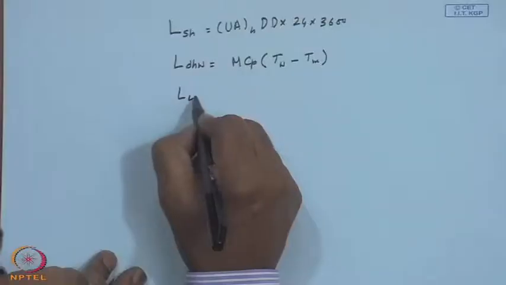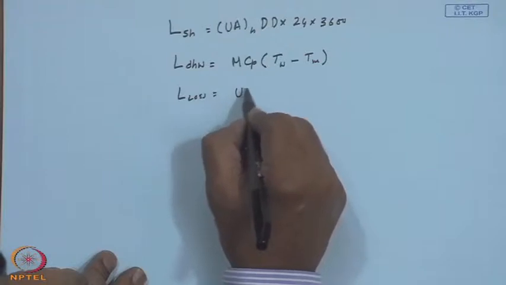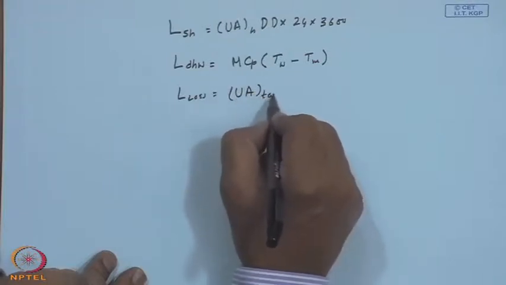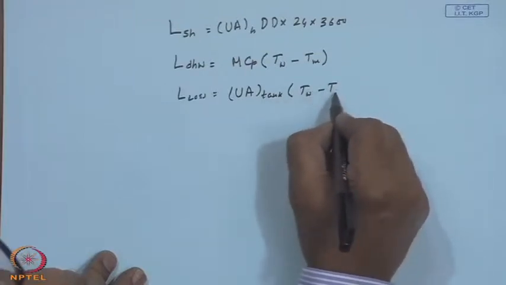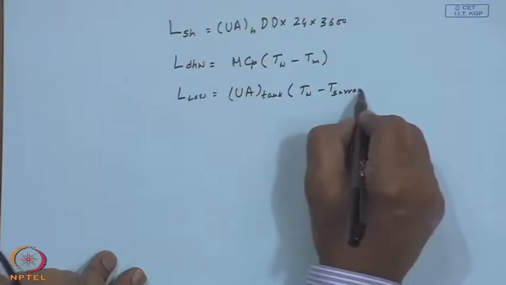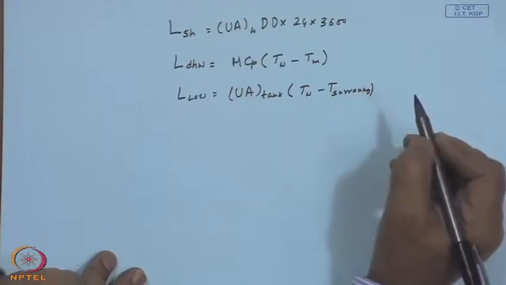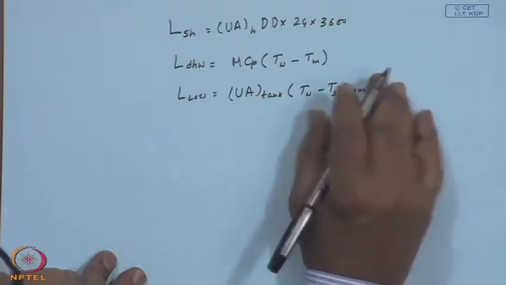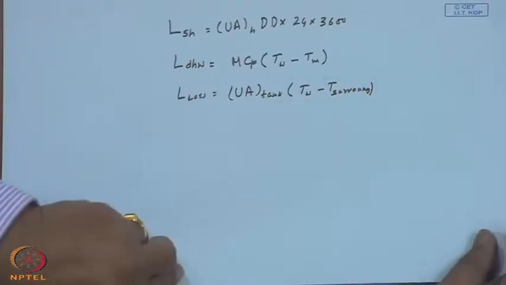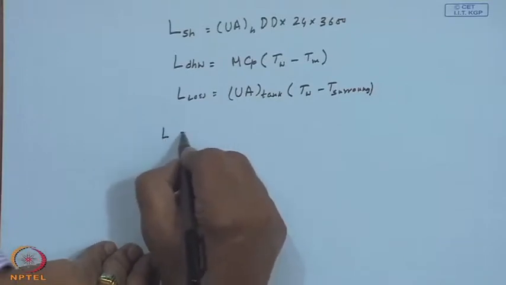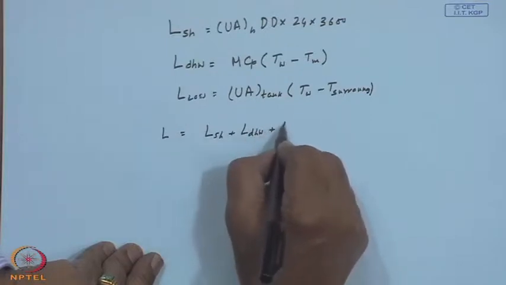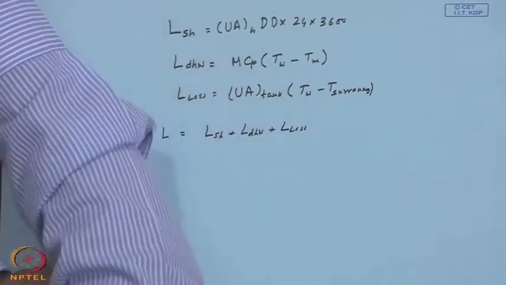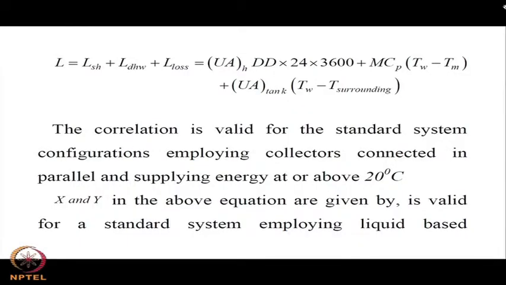And of course, the loss from the tank is based upon the UA of the tank, which you can either estimate or take from the manufacturer specifications, and the temperature difference available for the losses will be T W minus T surrounding, which may be different from the ambient temperature. So, L will be L SH plus L DHW plus L loss. That is what we have written in detail, each term contained.